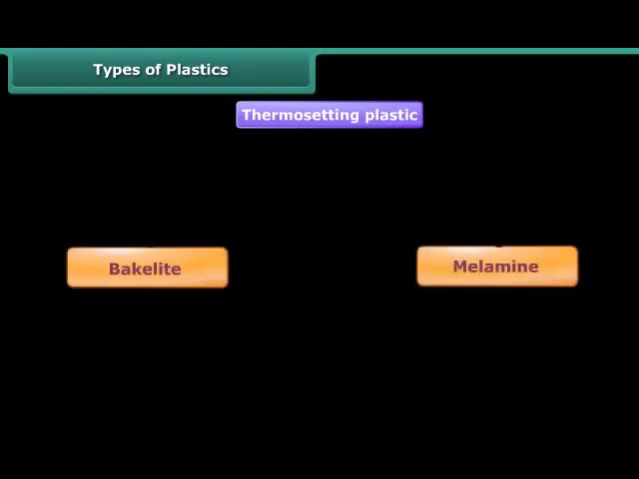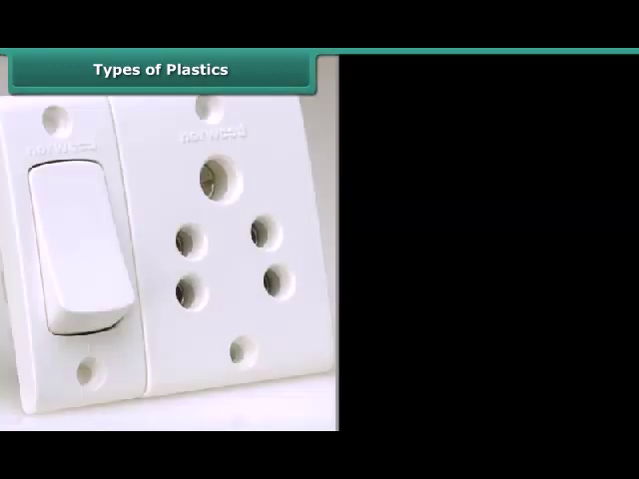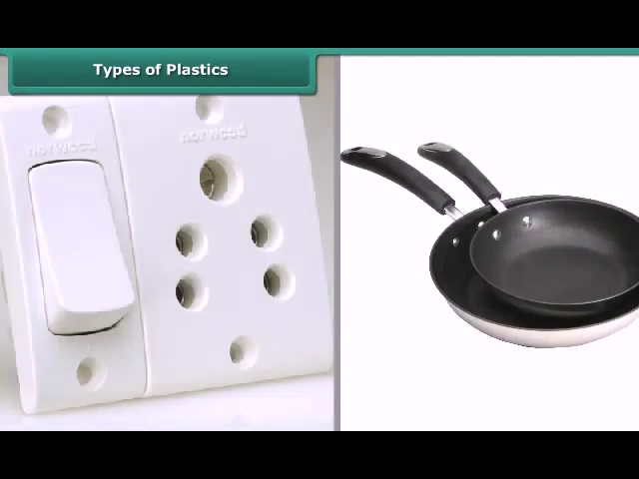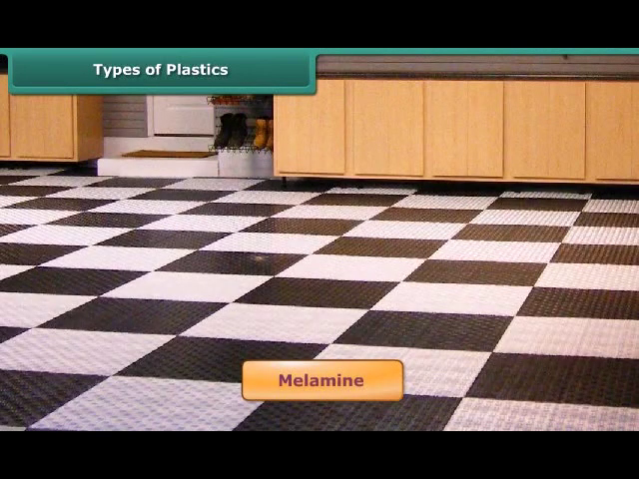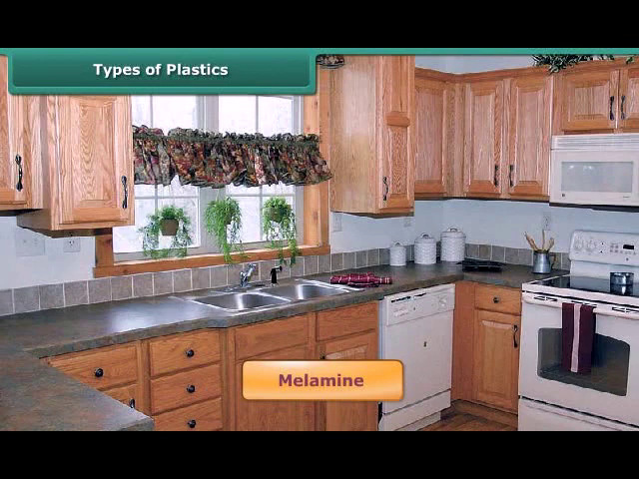Bakelite and melamine are two examples of thermosetting plastics. The familiar electrical switches, handles of utensils are made of bakelite as it is a poor conductor of heat and electricity, whereas melamine is used for making floor tiles and kitchenware and certain fabrics as it is fire resistant.